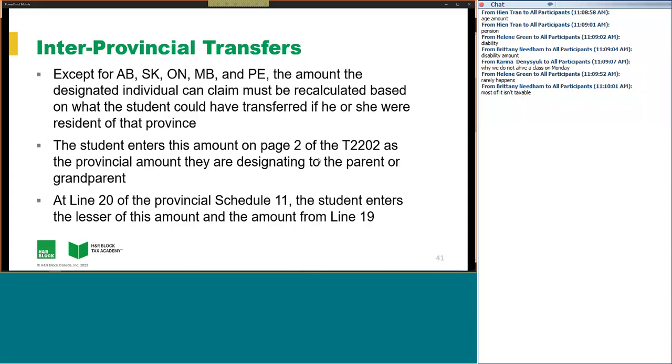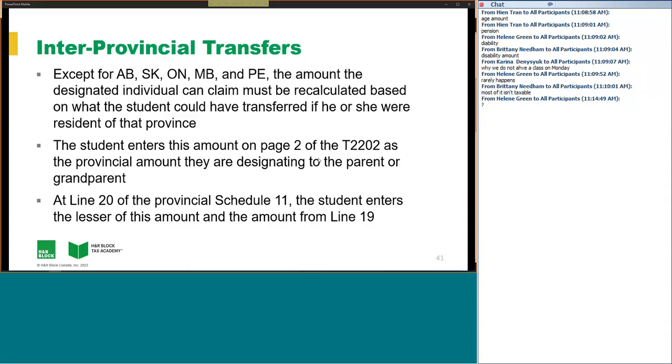Except for Alberta, Saskatchewan, Ontario, Manitoba, and PEI. I know this is confusing, because you can't transfer from one province to another unless you're using that province's rules. So every province has their own rules for transfers and for provincial credits. We have to adjust when the provinces don't agree what provincial credits will be. Okay. So what you're going to do is enter on page 2 of the T2202 the amount they're designating to the parent or grandparent after you've done both Schedule 11.